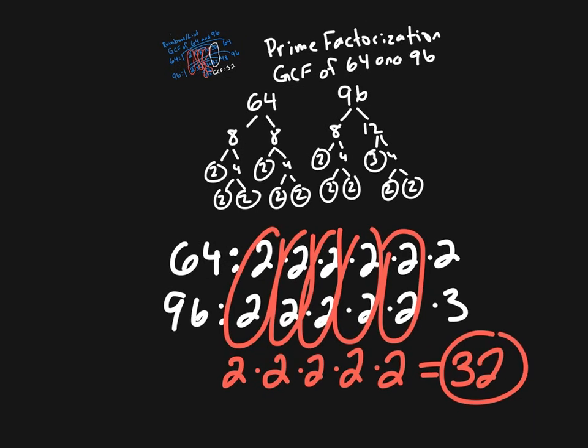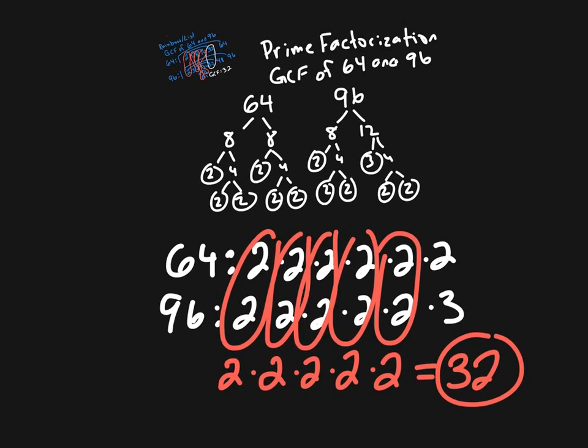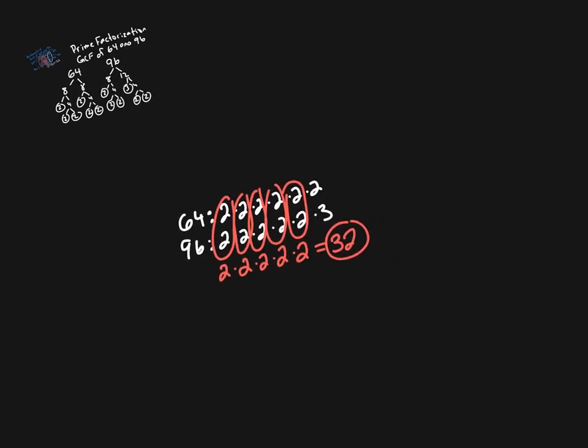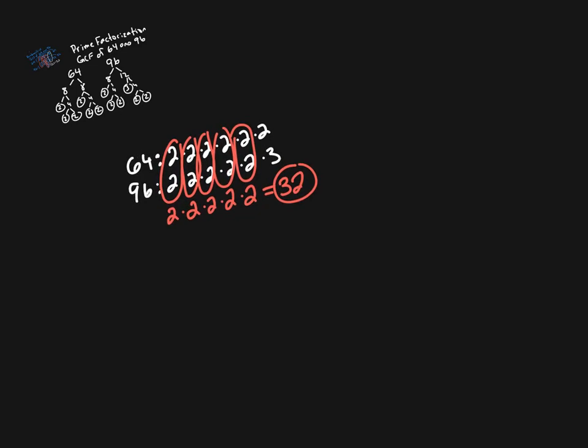The big thing here to remember with the prime factorization is that you're only listing one for each set of numbers that you circle. And we use 2's here because that's what they had in common. Had they had a 3 in common, that's what we would have circled. So that's the prime factorization.